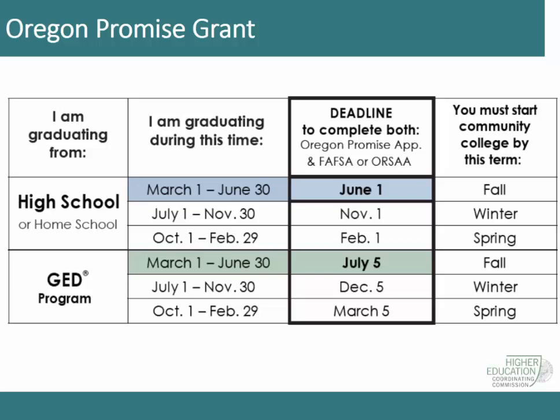The Oregon Promise Grant application has a variety of deadlines given the requirement to start within 6 months of graduation. Highlighted on this slide above are if you are graduating from a high school or homeschool and you are graduating March 1st to June 30th, you have until June 1 to complete the Oregon Promise application and file your FAFSA or ORSA. It is important to note that if you graduate from high school in June, you need to start community college by fall. However, if you graduate throughout different times of the year, there are different deadlines for you to complete the Oregon Promise application and the FAFSA or ORSA.